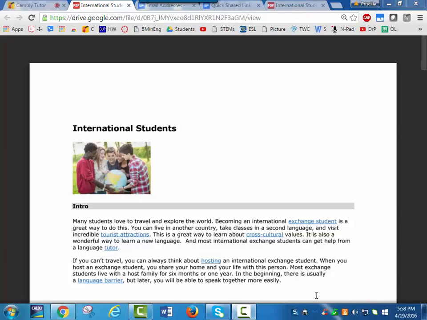So what you will say is, in this picture, I see. Now tell me what it is that you see. In this picture, I see some students. This is what you want to say: in this picture, I see students looking at a globe to find their country.